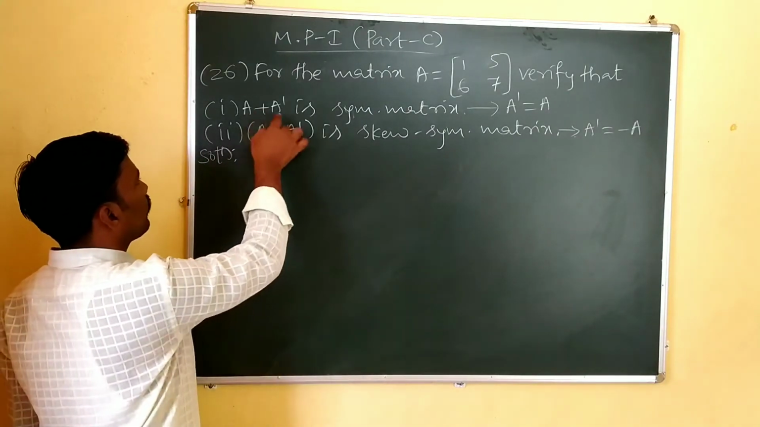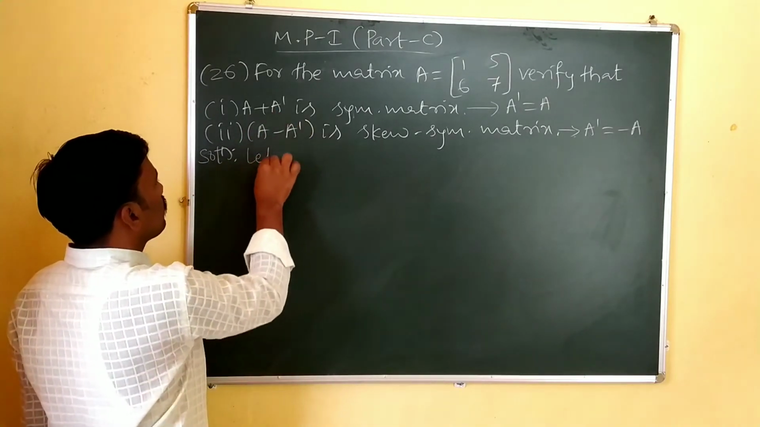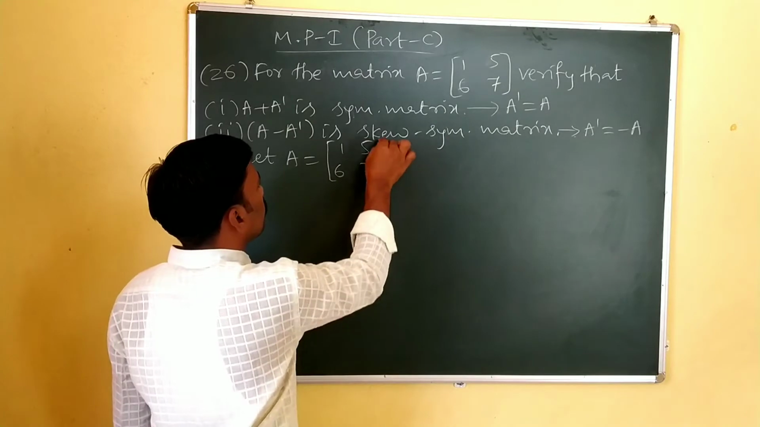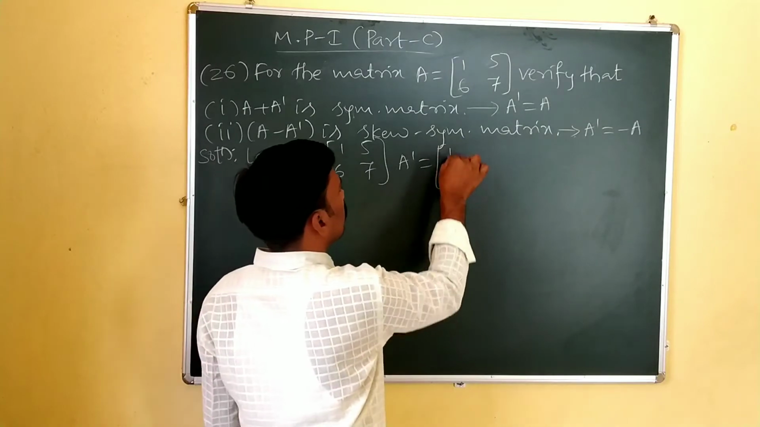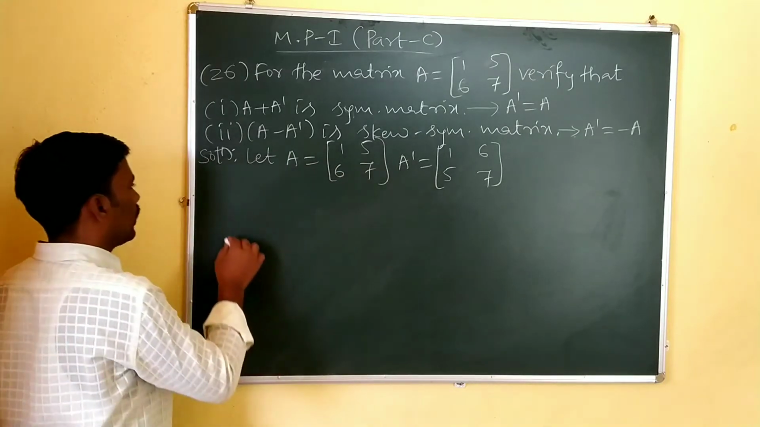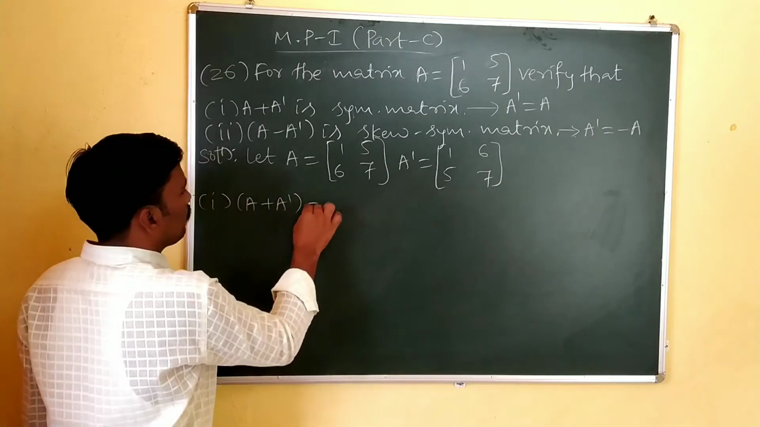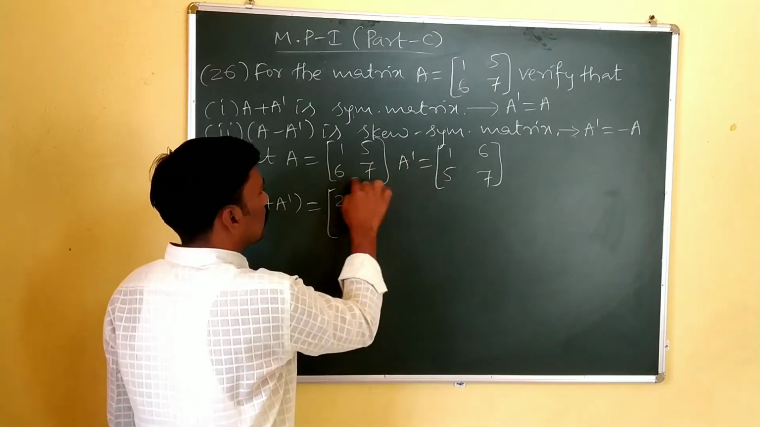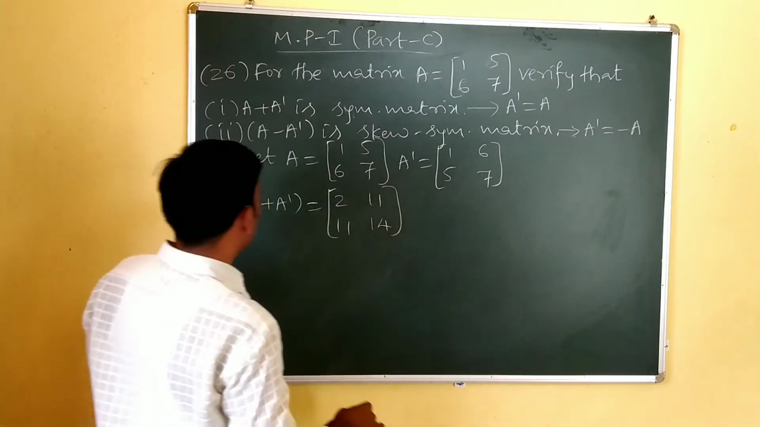Here we need to prove that A plus A dash is a symmetric matrix. For that, find A dash. Let A be the given matrix, 1, 5, 6, 7, and A dash is the transpose of this, 1, 6, 5, 7. Change the rows into columns. Now add these two matrices: A plus A dash is, adding the corresponding elements, 1 plus 1 which is 2, 5 plus 6 is 11, 6 plus 5 is 11, 7 plus 7 which is 14.